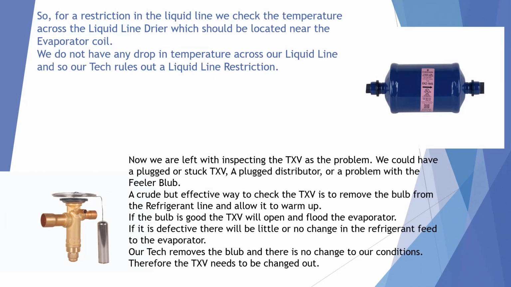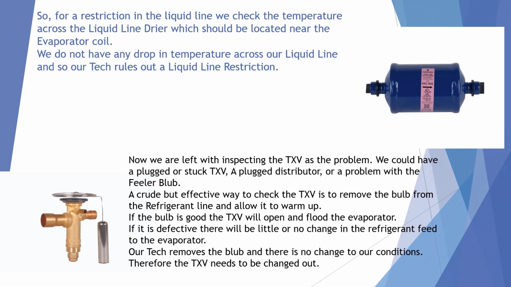So for a restriction in the liquid line, we check the temperature across the liquid line dryer, which should be located near the evaporator coil. We do not have any drop in the temperature across our liquid line, and so our tech rules out a liquid line restriction. Now we are left with inspecting the TXV as the problem.